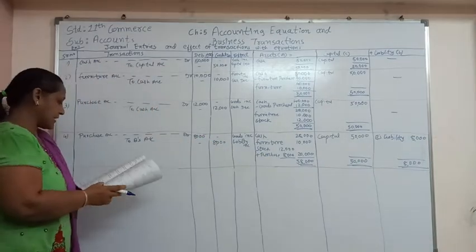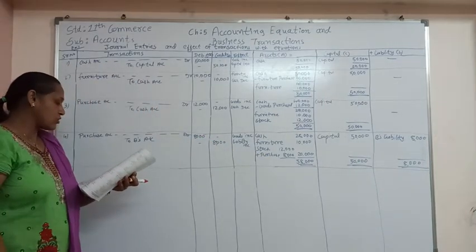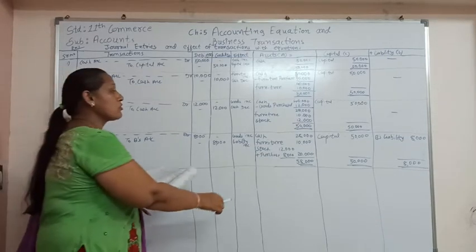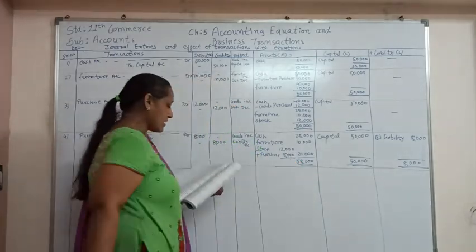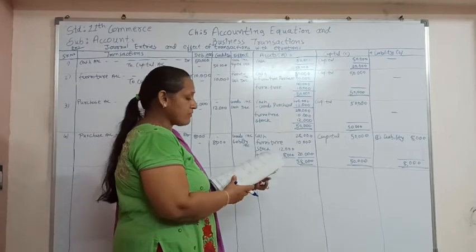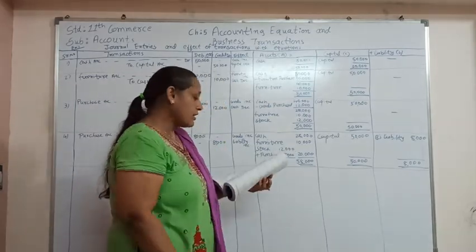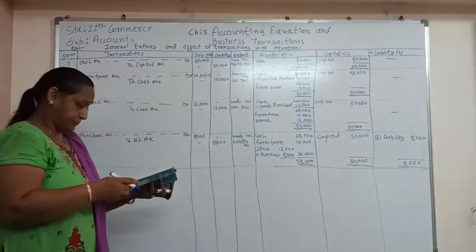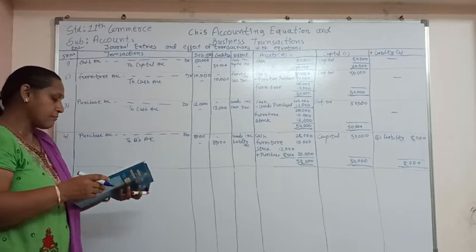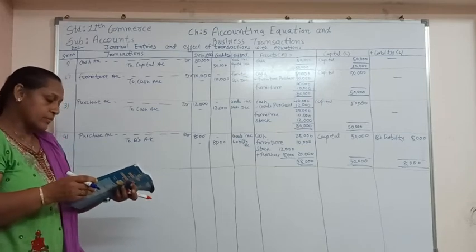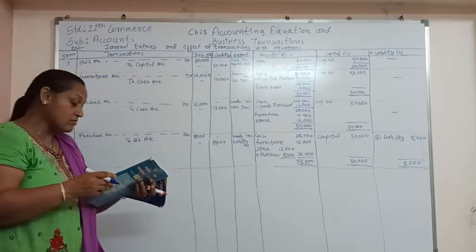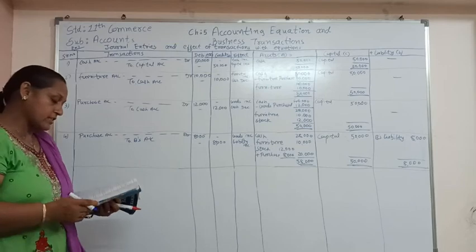Now let's see the transaction number 5. Goods of rupees 7,000 sold for 10,000 in cash. So here we have sold the goods of rupees 7,000. So 7,000 we are going to deduct from the stock, and remaining 3,000 is our profit. So we are going to add to the capital account. So here our stock is going to be decreased by 7,000. Cash is going to be increased by 10,000, and capital is going to be increased by 3,000.